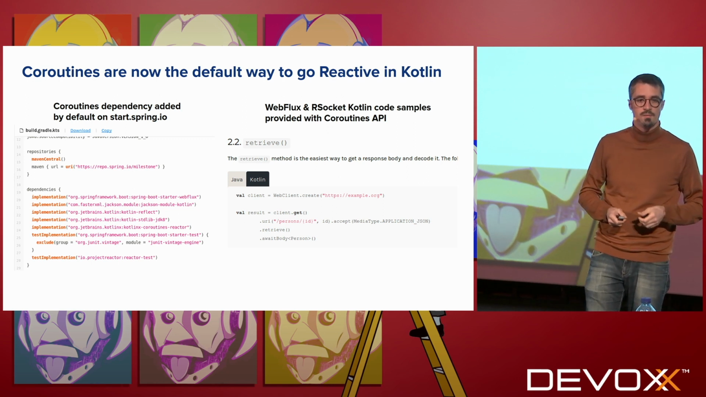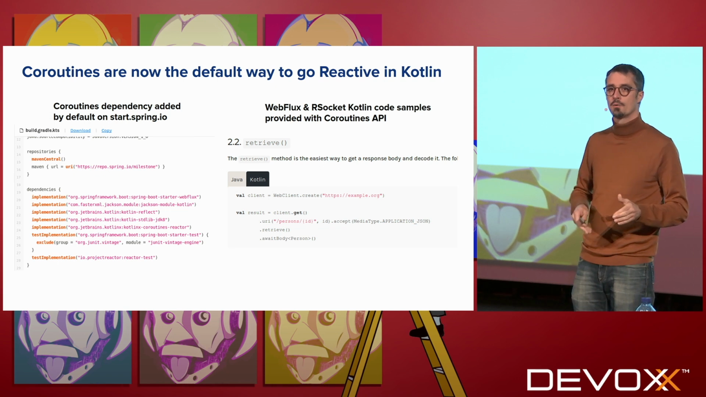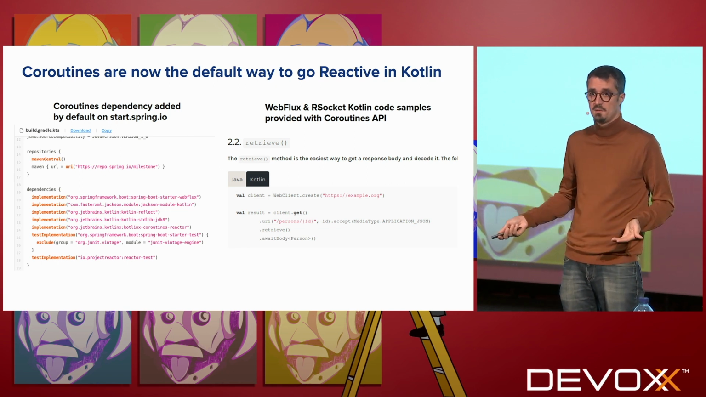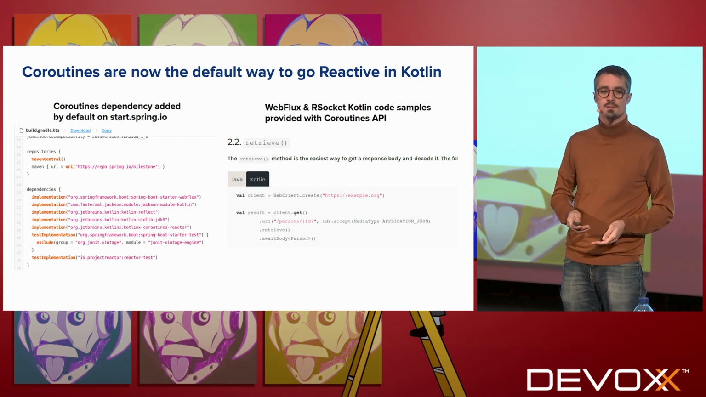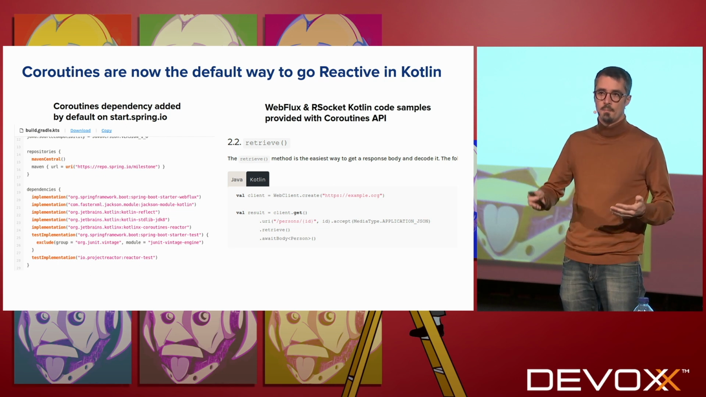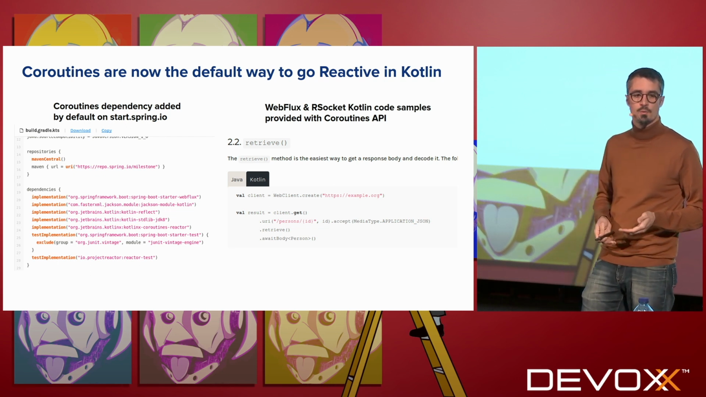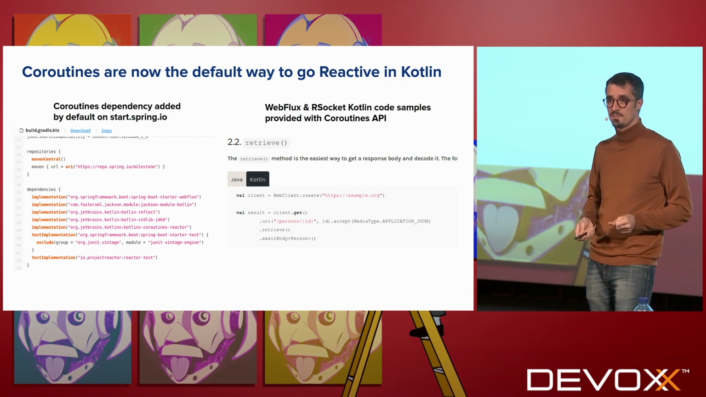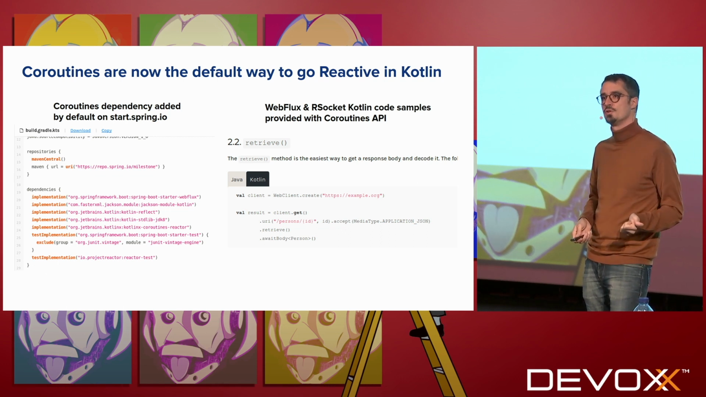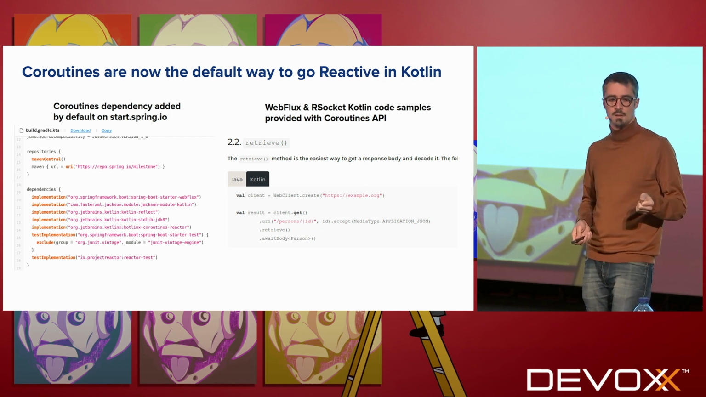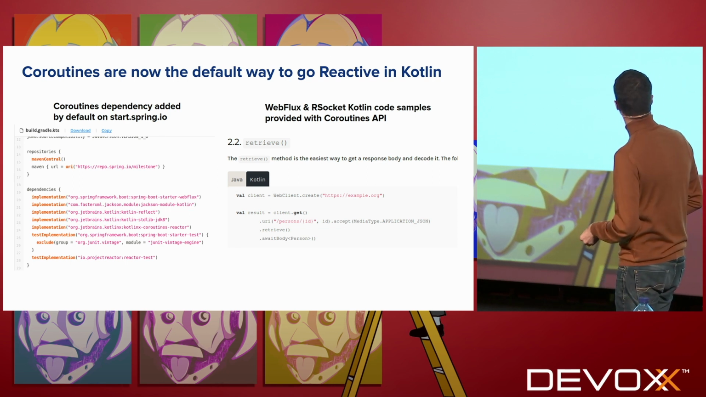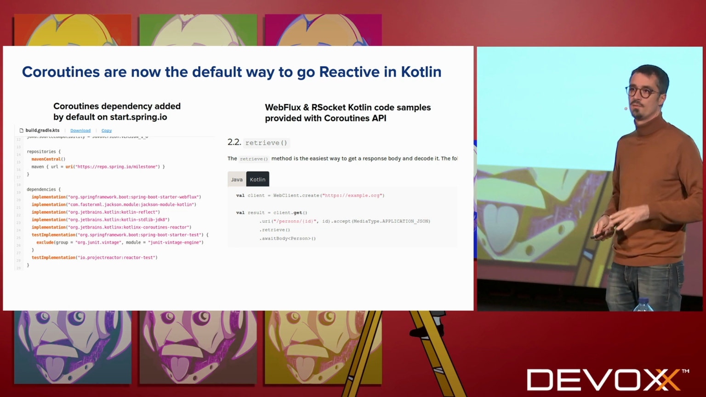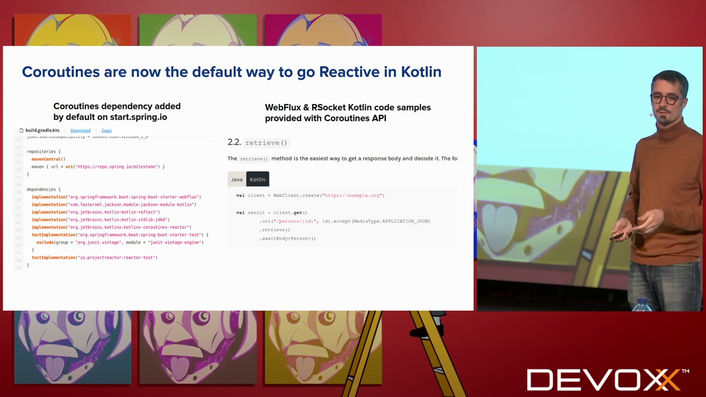So coroutines are now the default way to go reactive, so that's perfectly fine if you are creating a Kotlin application and you want to use reactive APIs like you were doing previously. But since people are asking for opinions and since we need to simplify the choice, by default, we provide the coroutines dependency on start.spring.io. That means that if you start a new Kotlin project with some reactive stuff with start.spring.io, the coroutines dependency will be automatically added to your Gradle or Maven build file. And in the documentation, by default, it's coroutines code that is shown in the reference documentation.